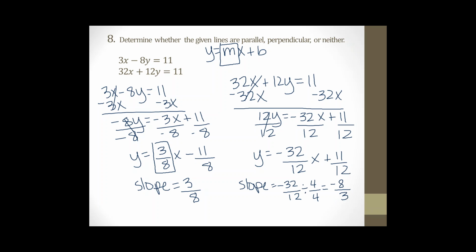So if we compare the first and second slopes, they definitely are not equal. So that would rule out parallel. And perpendicular lines have negative reciprocal slopes. You flip and change the sign. So 3 over 8 and negative 8 over 3 are negative reciprocals. So our two equations are perpendicular. Okay? And of course it's not neither because it's perpendicular. Any questions about number 8?